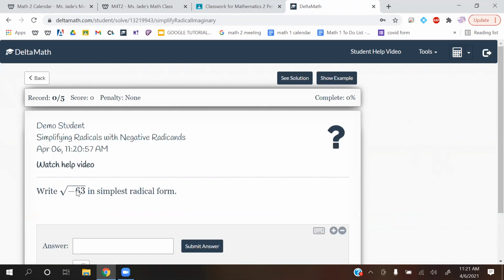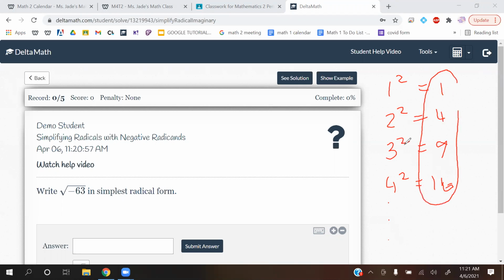So when you're given this radical with a negative in it, what we can do is take out a perfect square. So what are perfect squares? To remind you what perfect squares are, please excuse my messy handwriting. Think about 1 squared, that's 1, 2 squared, that's 4, 3 squared, that's 9, and then 4 squared, that's 16, and you can continue this if you were just to keep squaring numbers. And so these numbers on the right side that I'm circling right here, these are perfect squares. So we want to think about which of these can fit into 63.